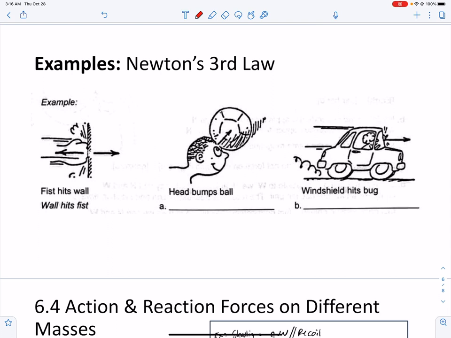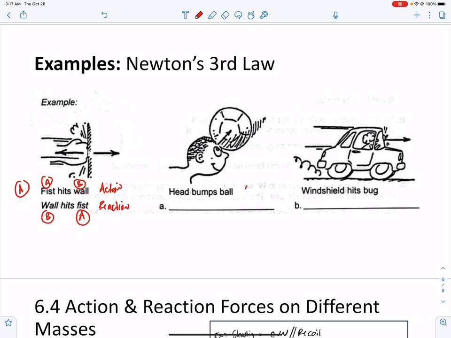All right, let's practice a little bit. Here's an example. A fist hits a wall. That's our action. Our reaction is that the wall hits the fist. Okay, so object A is the fist, object B is the wall. Object B in our reaction hits the fist, object A.